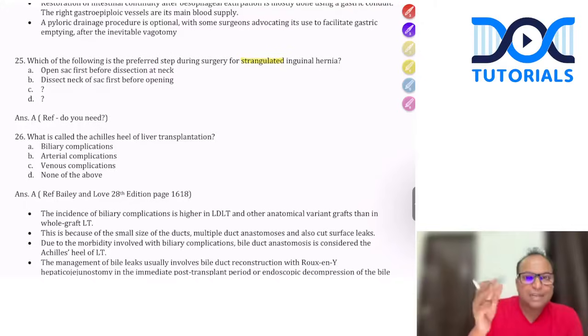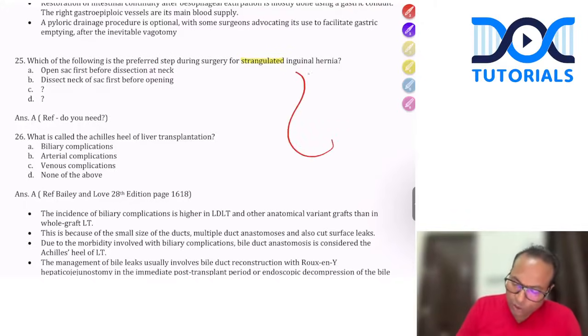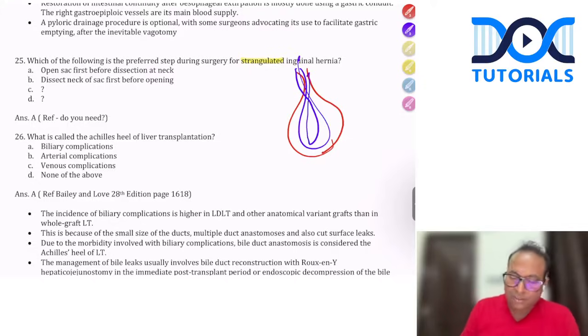Strangulated means it is obstructed and gangrenous. What should I do for an obstructed and strangulated hernia? So assume this is a strangulated hernia containing the bowel inside. See, this is a practical question. I'm telling you, many practical questions are asked.